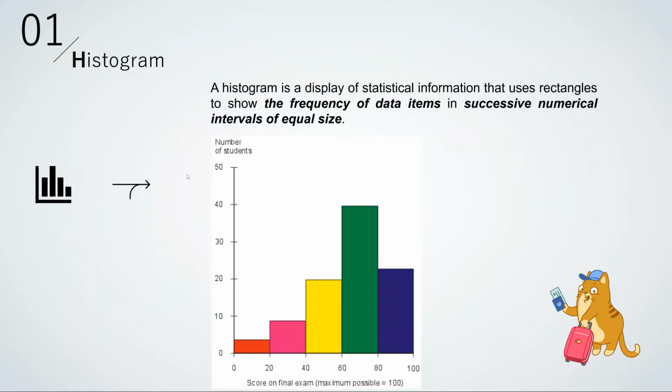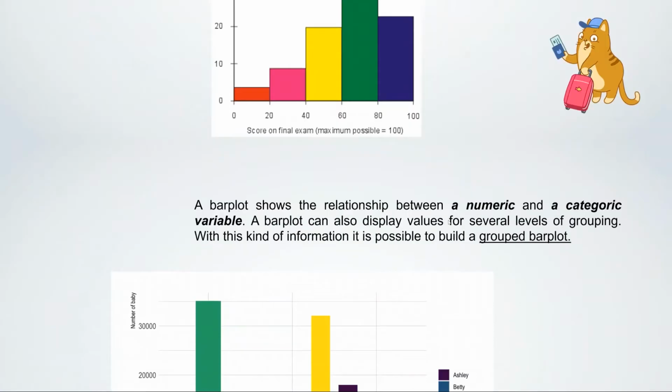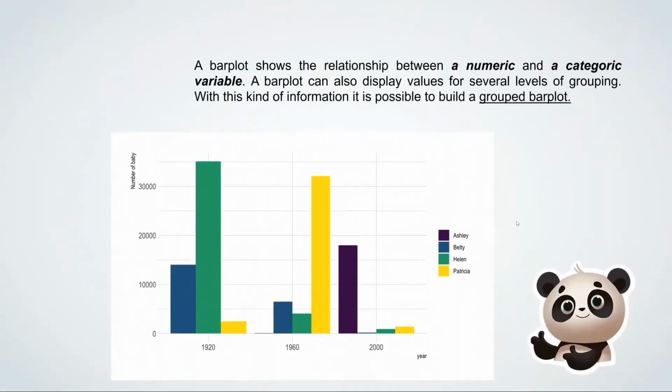So after having a general idea of what a histogram is: basically it represents, on the y-axis, the frequency or the count of any data items that we're interested in, and then we just place them under different successive numerical intervals of equal sizes. And next, let's head to our next graph, which is our bar plot.